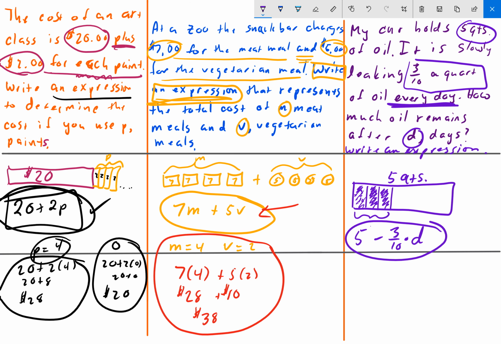Now, if I want to evaluate how much oil do I have after 10 days, if days equals 10, and I'm being irresponsible and not getting this fixed, and I'm not adding oil to my car, I'd say 5 minus 3/10 times 10. Well, I happen to know that that's going to be 5 minus 3, which means I would have 2 quarts of oil left in my car. Bad things are going to happen. I need to get that fixed.